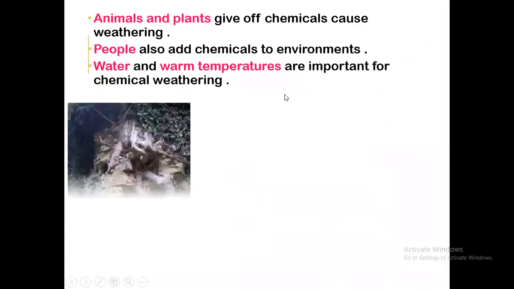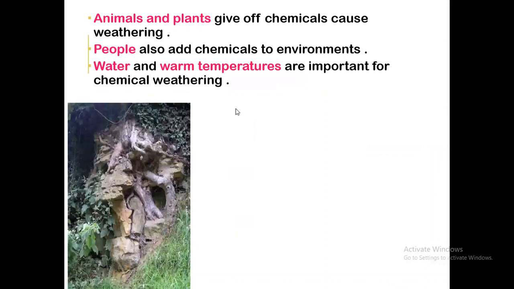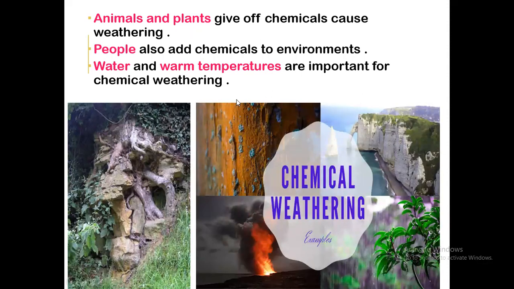Animals and plants give off carbon dioxide. People also add chemicals to the environment through their activities, through factories and cars. Water and warm temperature are also important for chemical weathering. That's why wet areas have more weathering than dry or snowy places.